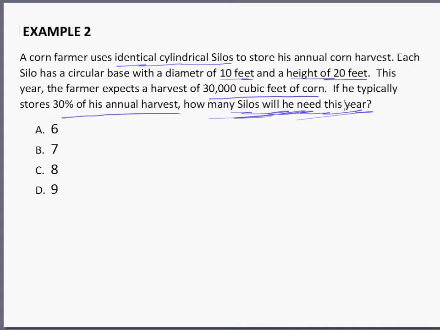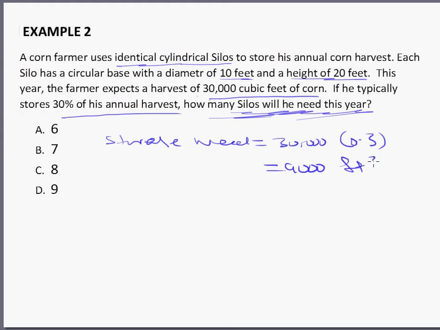That's an interesting problem. So, in essence, to figure that out, we know he's going to store... let's call it the storage need, which will be equal to 30,000 times 0.3. That would be 9,000 cubic feet of corn. This is how much he's going to store, and he's going to need space for this.